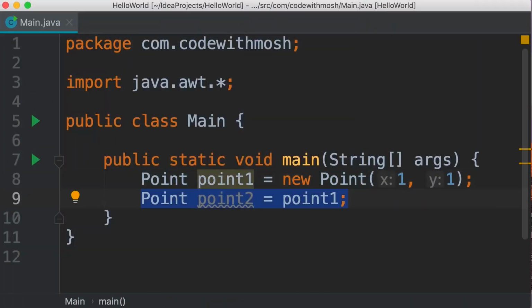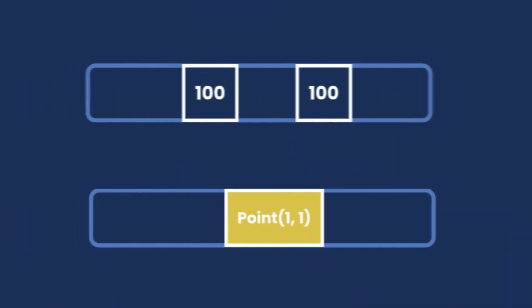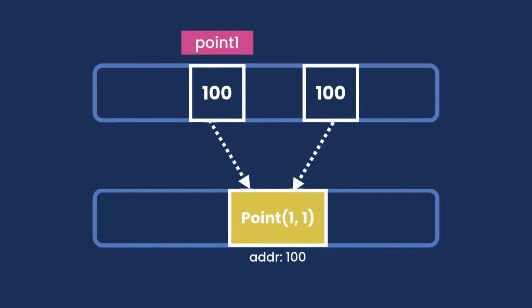Now look at line 9. Here we're copying the value that we have in this variable into this other variable. So that value, as you learned, is not the point object, it's the address or the reference to the point object in memory. That is why we refer to these types as reference types, because they don't store the actual values, they store a reference to an object somewhere in the memory. So in this example, point1 and point2 are referencing the exact same point object in memory.